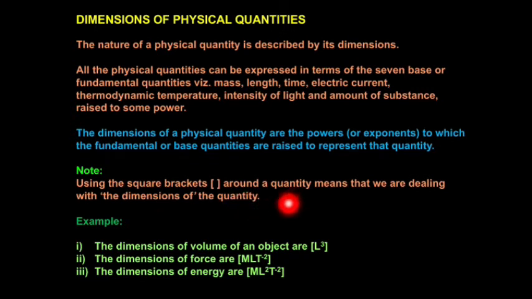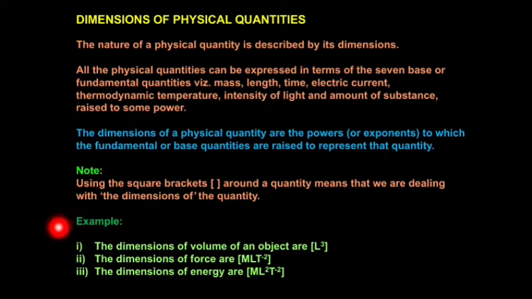For example, length. See the one, some examples are given. Next, using square brackets around the quantity, like mass, length, or anything else, means we are dealing with the dimension of this quantity. So what is a fundamental quantity, what is the dimension of a physical quantity? The dimensions of a physical quantity are the powers to which the fundamental quantities are raised to represent that quantity. It is represented by square brackets around the quantity.